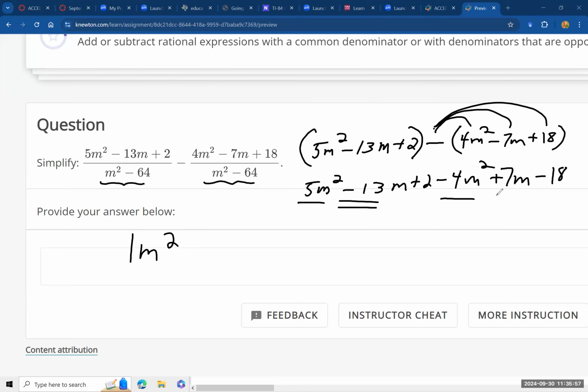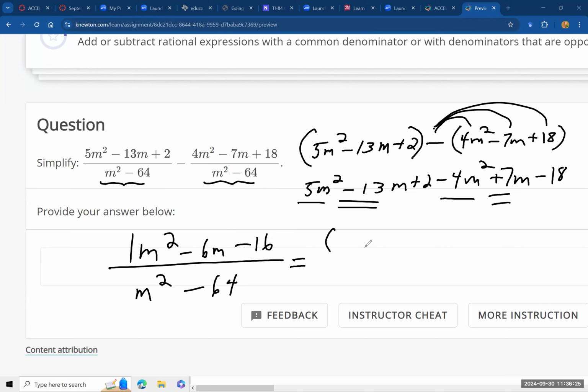Minus 13m plus 7m is minus 6m. And then it's 2 minus 18, that's minus 16. Now I'm going to bring back the denominator. And I have to do some factoring.